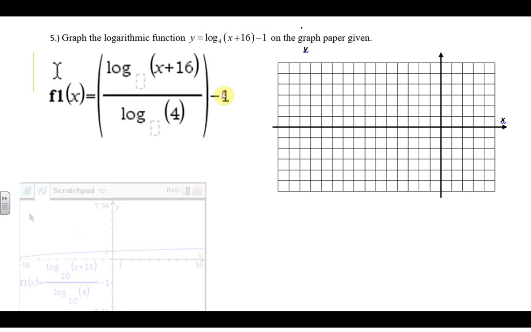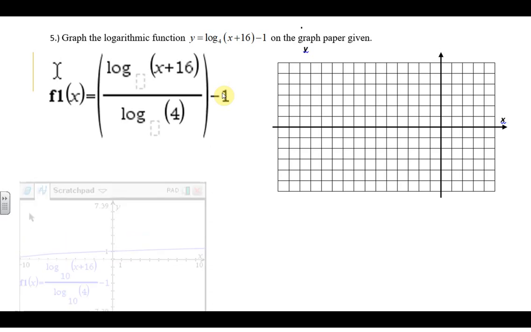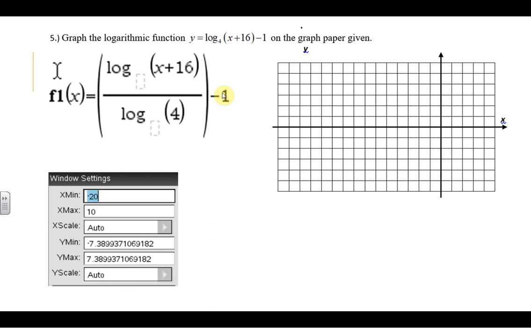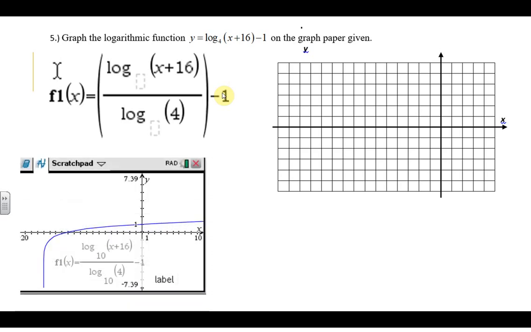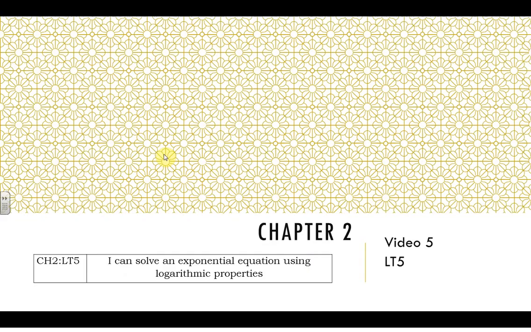Now, this is what first pops up. You have to be able to adjust your window sometimes. So I went into my window settings, and I knew looking at that expression it would be greater than negative 16. Remember, set that argument greater than 0 and solve it for your domain. So then that looks a little better. And then I picked some good points and graphed them. I should have extended my x-axis, but it's all right. We'll forgive you.